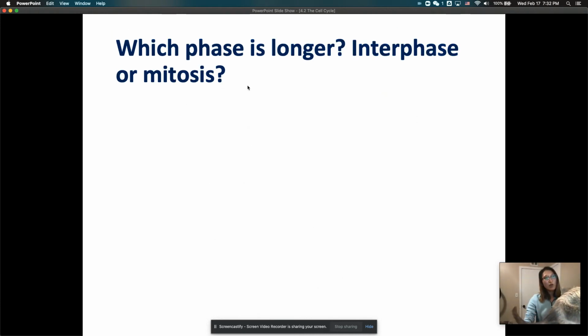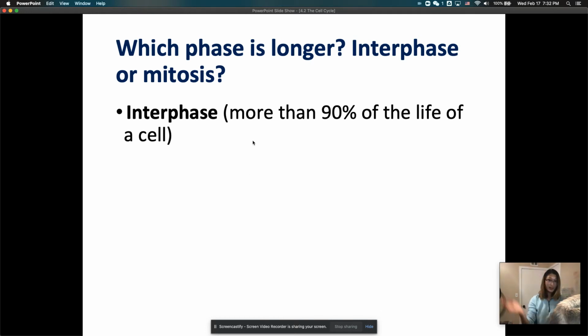Okay, now a question for you. Which phase is longer? We got interphase or mitosis. Which one? You know which one, right? It's interphase, right?